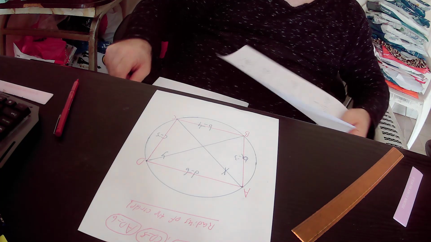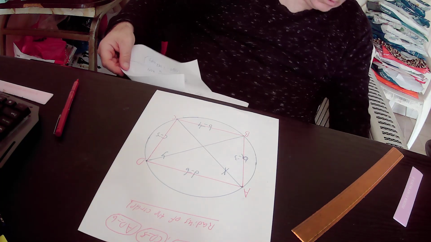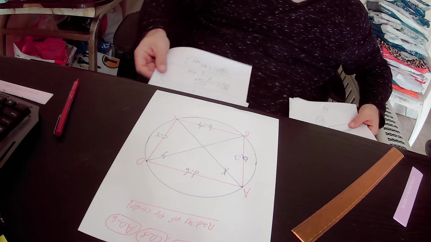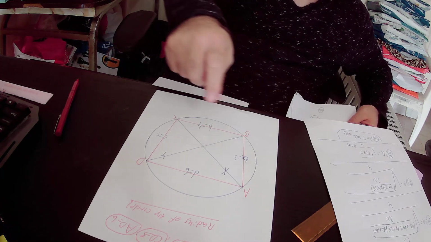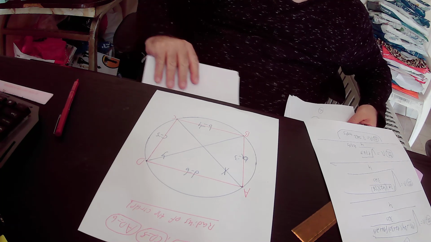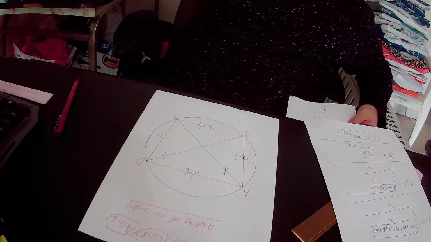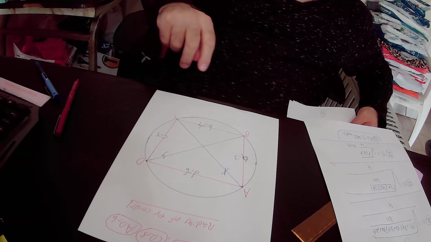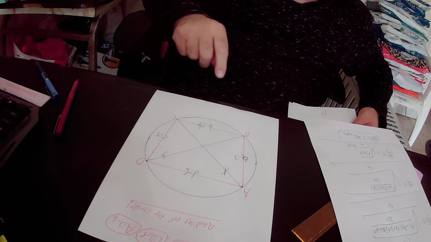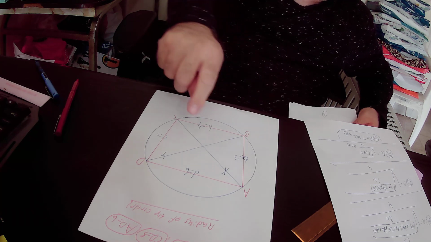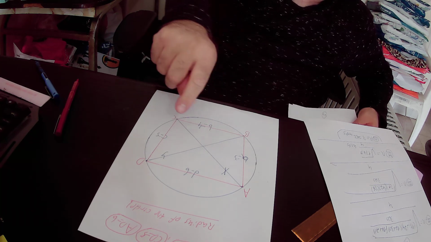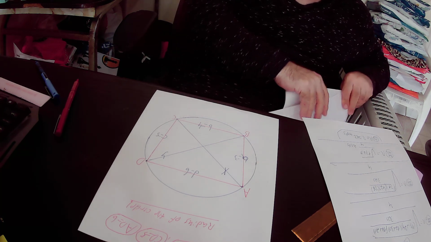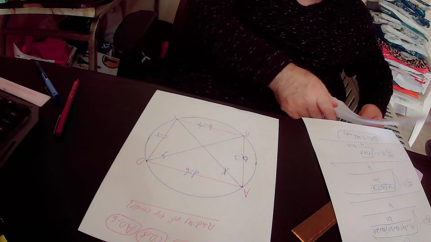Now I will summarize the lecture. We wanted to find the radius of this circle, and inside this blue circle lies quadrilateral ABCD, or quadrilateral ABCD is described by this circle.